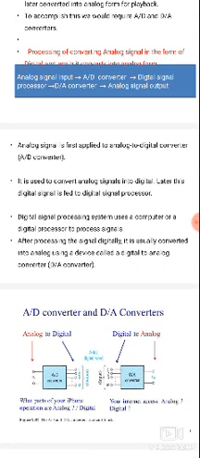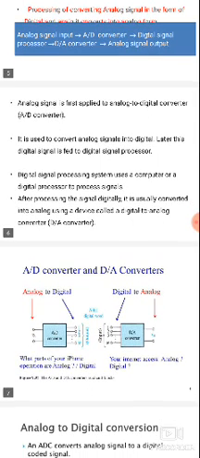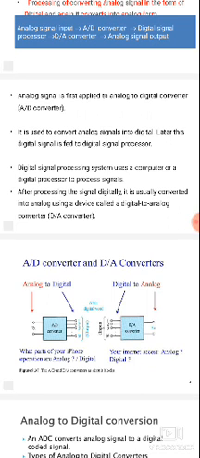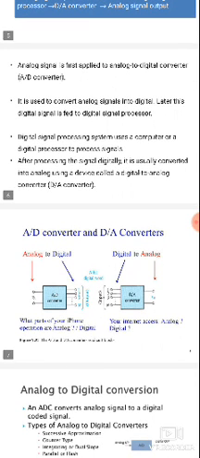First, analog signals are applied to the analog to digital converter, that is, the A to D converter. It is used to convert analog signals into digital. Later the digital signals are fed to the digital signal processor. Digital signal processing system uses a computer or digital processor to process the signal. So DSP stands for digital signal processor, which uses a computer or digital processor to process the signal. Next, after processing, the signals are converted into analog by a device called the digital to analog converter.